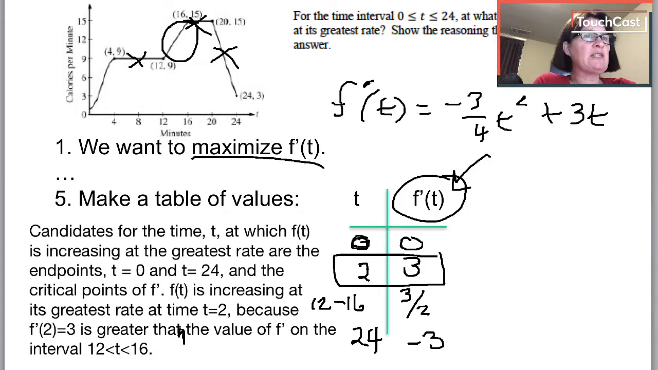If you're asked to justify your answer, I might have gone a little overboard. They just said to show the reasoning. On the AP test, you'll be asked to justify your answer on some kinds of optimization problems, in which case you will have to state why it was that you only had to check at certain t values. And that's because we know that the candidates for the location of the absolute extrema are the endpoints and the critical points of whatever function it is that we're trying to optimize.